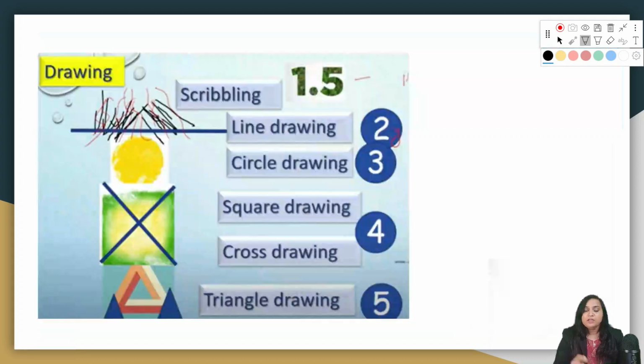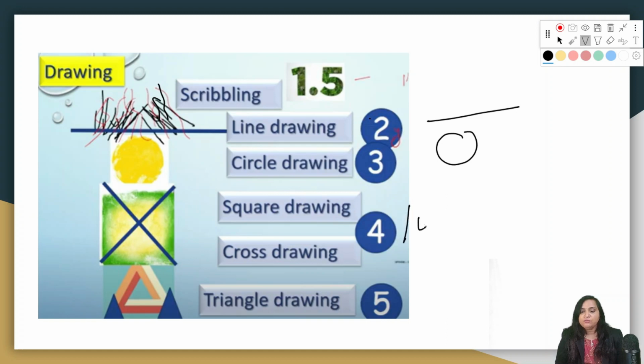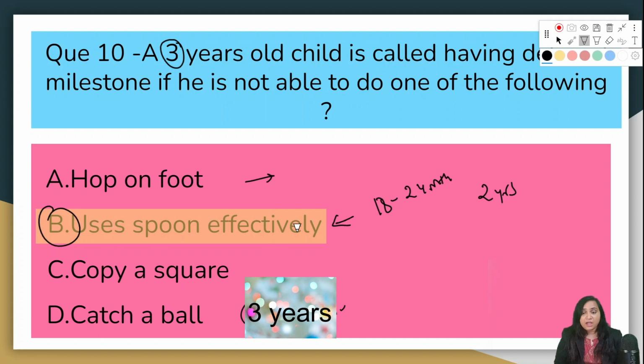Now copy a square. If you remember drawing skills, by the age of 1.5 years, a child knows how to scribble. By the age of 2, the child is able to draw a line. By the age of 3, a circle should be there. By the age of 4 or 4.5, the child should be able to draw a square as well as a cross. By the age of 5, a triangle, and by the age of 7 years, the child would be able to draw a diamond. So according to this, the square should come by the age of 4 years, so it's not called delayed. So the correct answer to this question is uses spoon effectively.